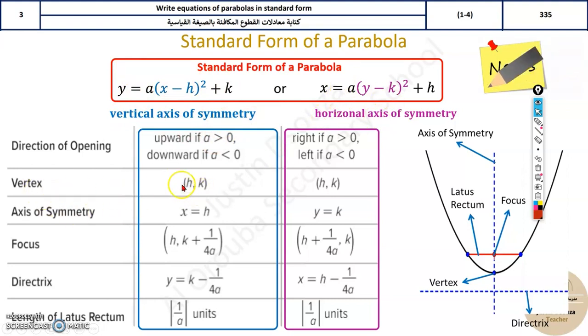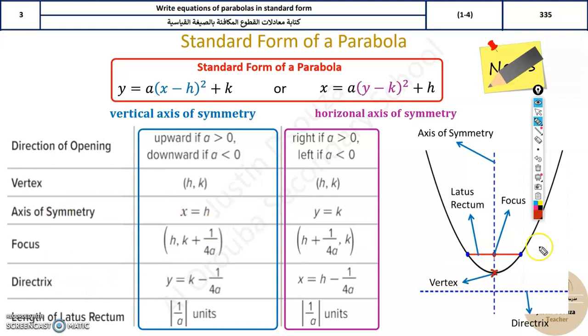Then the vertex is always h and k, that doesn't change. The vertex is the focus point over here, sorry, not the focus point. Vertex is like an edge, where everything is ending, like a sharp edge. So it's not a sharp edge, but still the bottommost point or the topmost point will be the vertex.